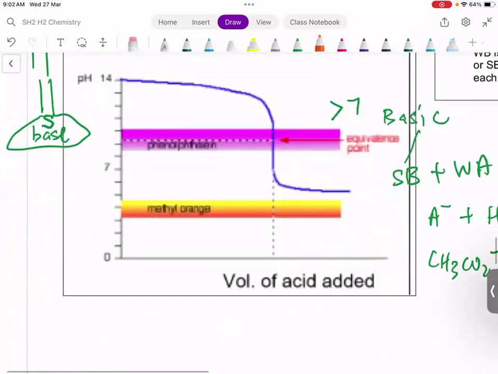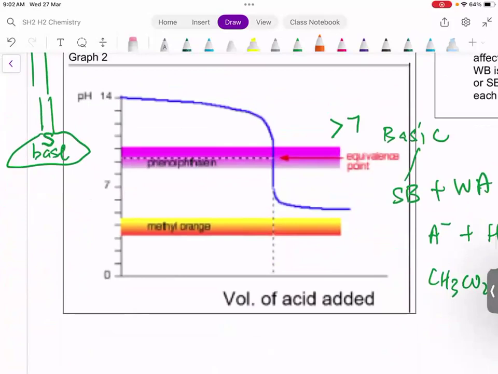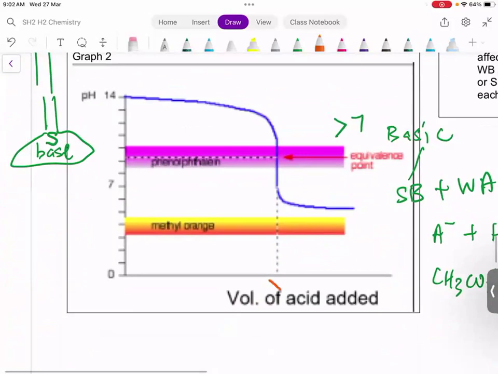Graph number 2, where is the buffer? After X. Why so? During this process, you only have a strong base present and it's progressively converted to salt. So within this region, what do you have in the mixture? Only the strong base and the salt. Strong base and the salt, got buffer? Don't have.